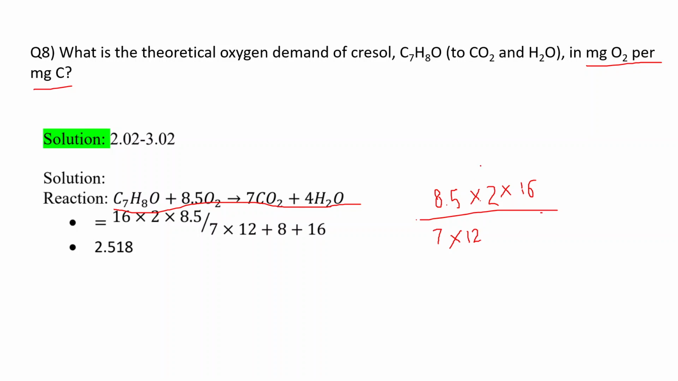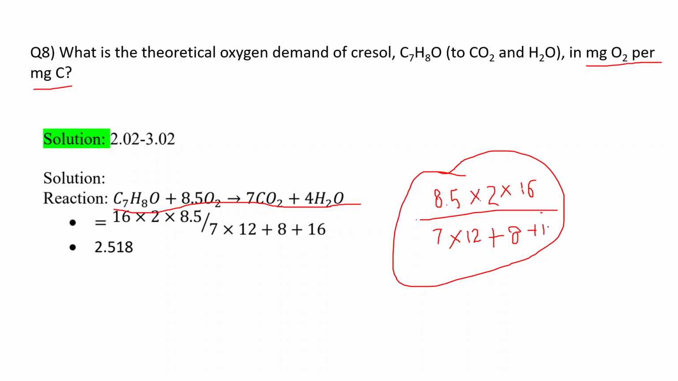Okay. So if we are leaving it till here, it will depend upon the number of carbon. That can also be a right answer, because the number of carbon is 7 into 12 only, but we have to solve it in terms of cresol. So that's why we will add 8, that is number of hydrogen atom, and 16.